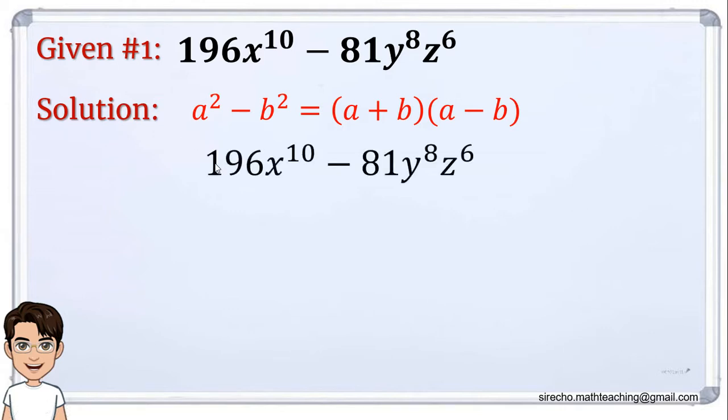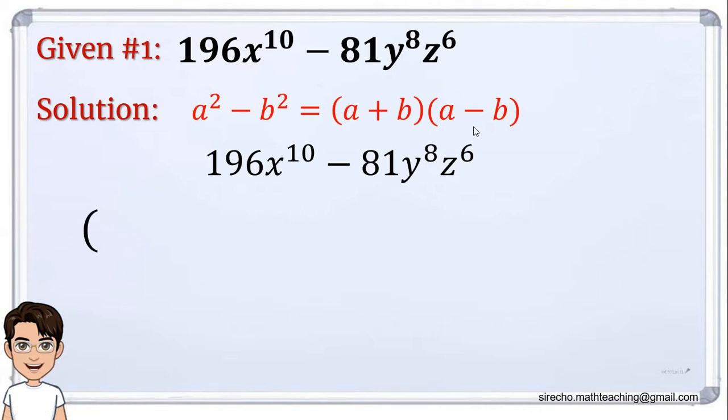For example, in our given, we have 196x to the 10th minus 81y to the 8th z to the 6th. So we expect our answer to look like this: we have a first binomial and a second binomial factor. Let's start by making an open parenthesis.